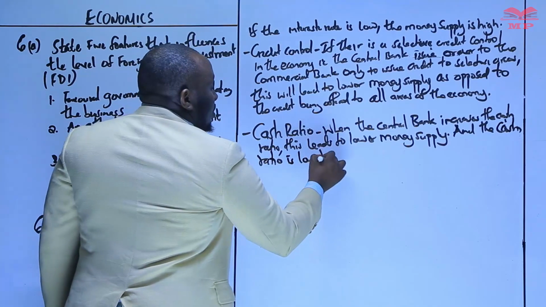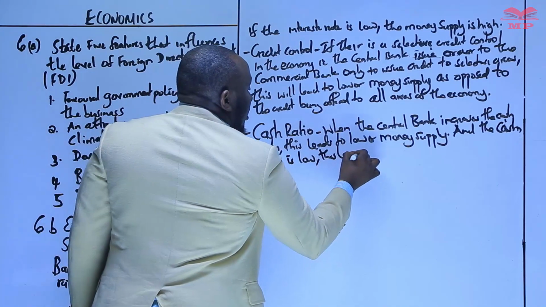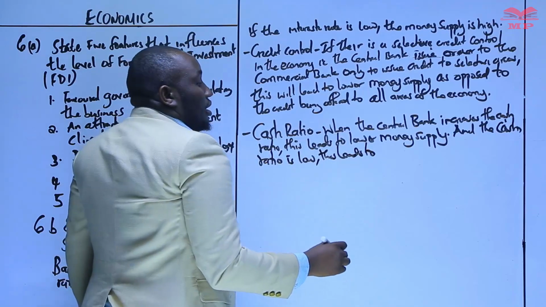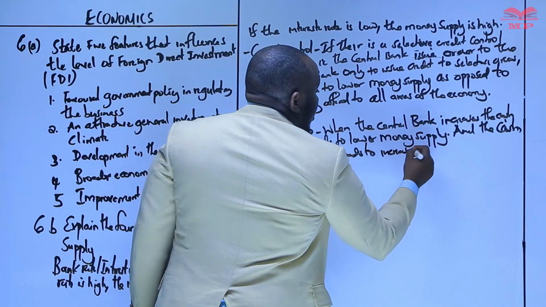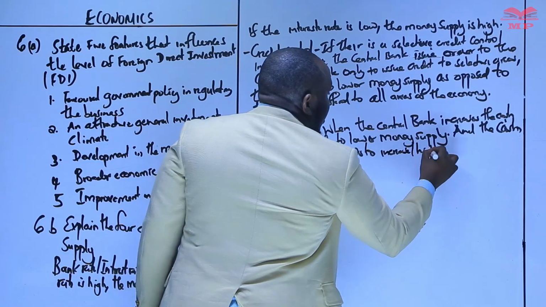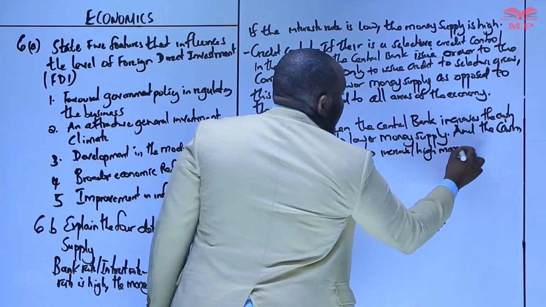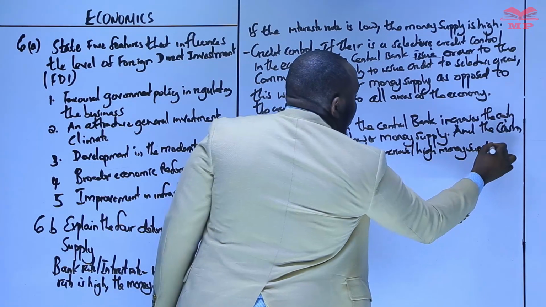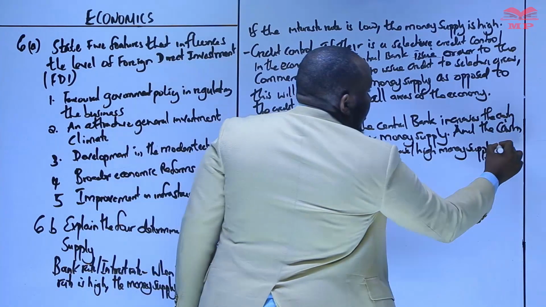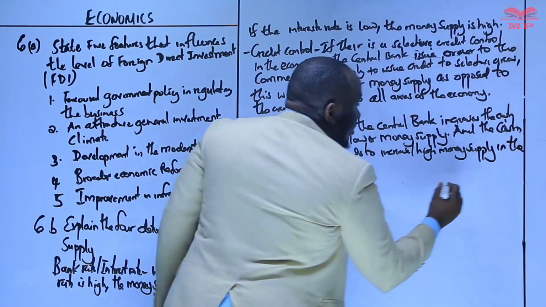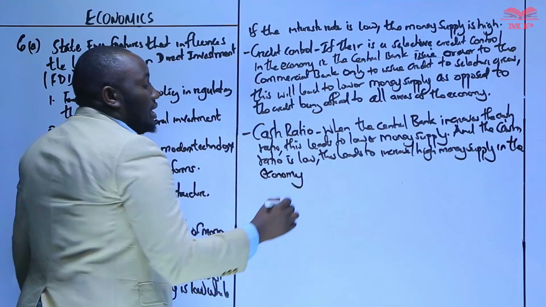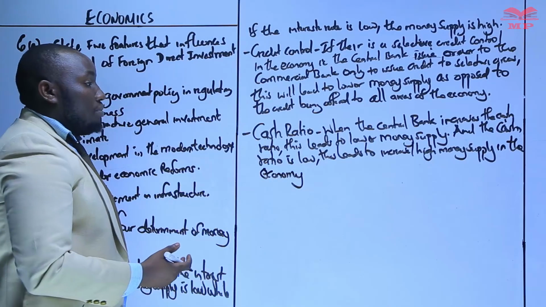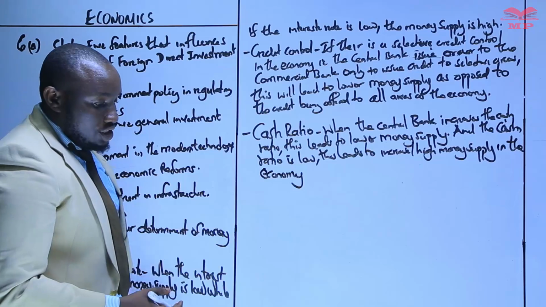When the cash ratio is low, this leads to increased, a high stock of money supply in the economy, and that is what you call deflation.